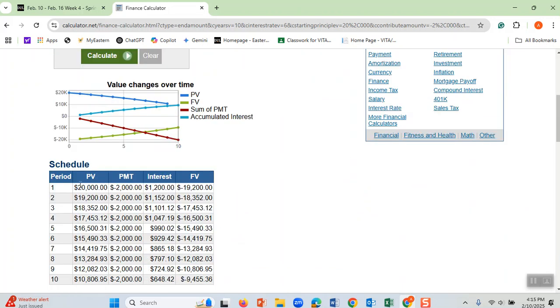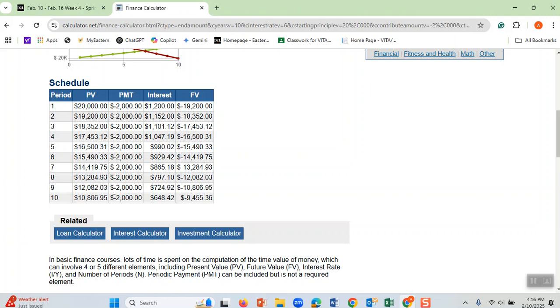PV means present value. Presently, Amazon is borrowing $20,000 from me. During year one, when it pays me $2,000, out of the $2,000, $1,200 of it goes for the interest, and Amazon owes me $19,200. That's the first year. The second year, because it owes me this much, it pays me another $2,000. And this is what goes for the interest, and this is what Amazon owes me. After 10 years, Amazon owes me $10,000.